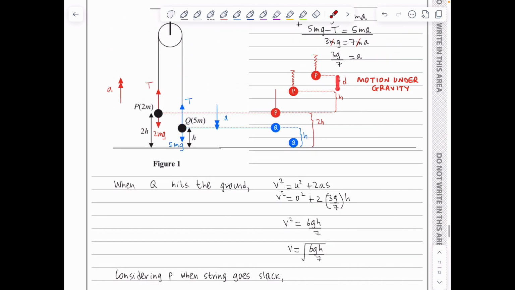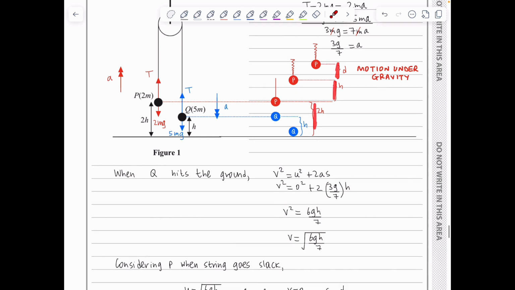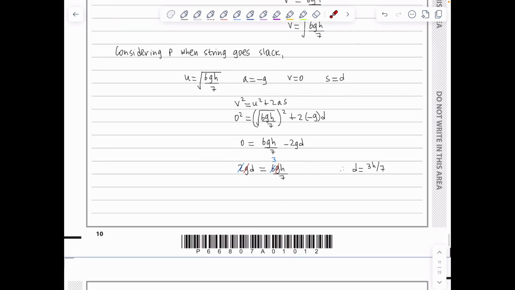This is the extra distance covered while moving under gravity. It's the distance here. So the total distance we're trying to find is going to be d plus h plus 2h. So let's do the calculation here. We've got the total distance covered by this particle being equal to 2h plus h plus 3h over 7, which gives an answer of 24h over 7 meters.